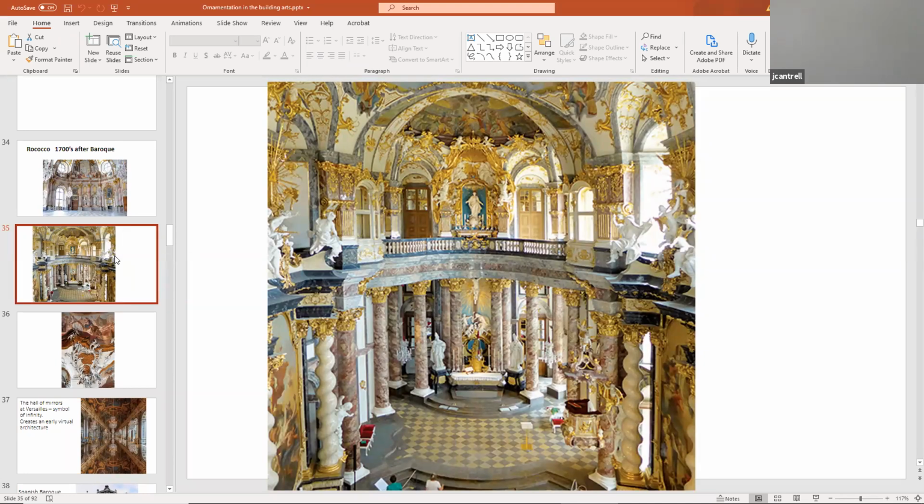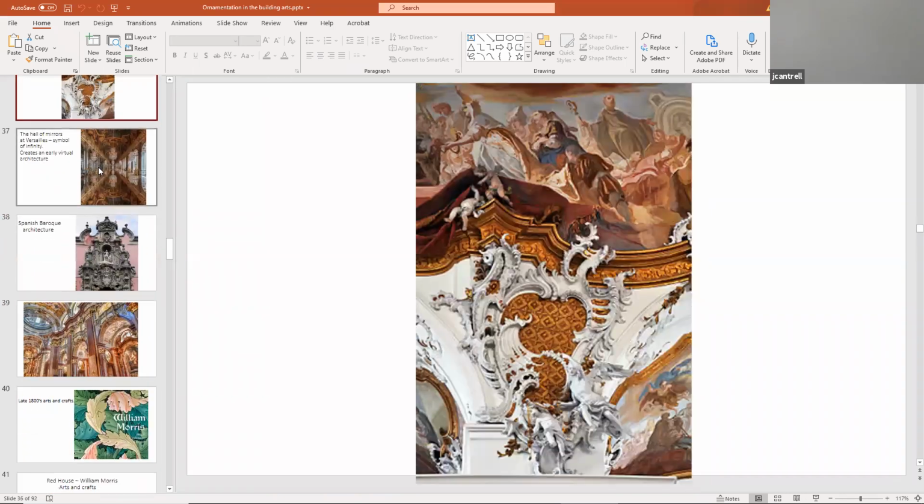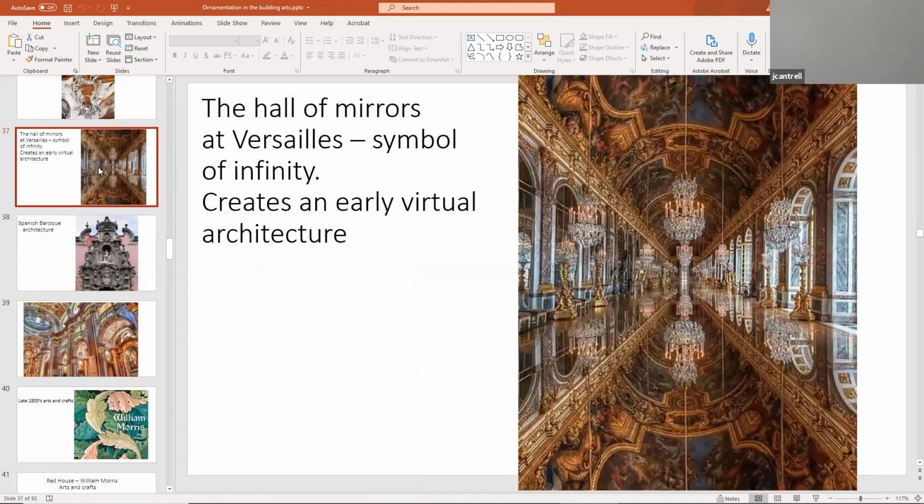But you can clearly see that the decoration has gotten a little bit too overdone, where it's really difficult to see the architectural facades as a planar element. So, a little bit more clarity in terms of decoration.